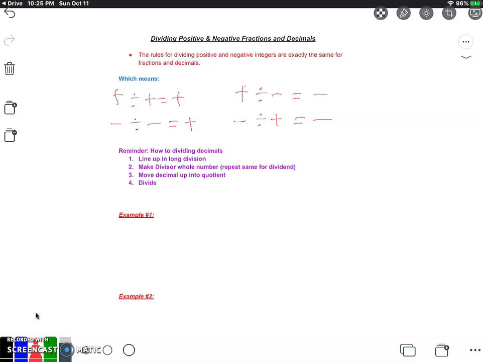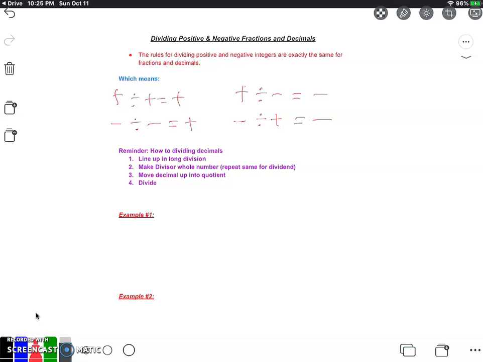Let's look at our reminder on how to divide decimals. Remember, line them up in long division, make your divisor a whole number, repeat the same for the dividend, move the decimal up into your quotient, and then divide as if you normally would. All right, so let's take a look at an example.